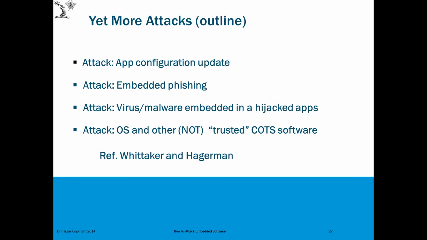So there was a little bit of overview and some of the detail on two or three of these attacks. I want to mention that there's many more other types of attacks related to security. I'm going to list a few of those now, both from my end and from James Whitaker's end. App and configuration update attacks, an embedded phishing attack, which is applicable to the mobile, virus and malware on the apps that try and hijack your phone.